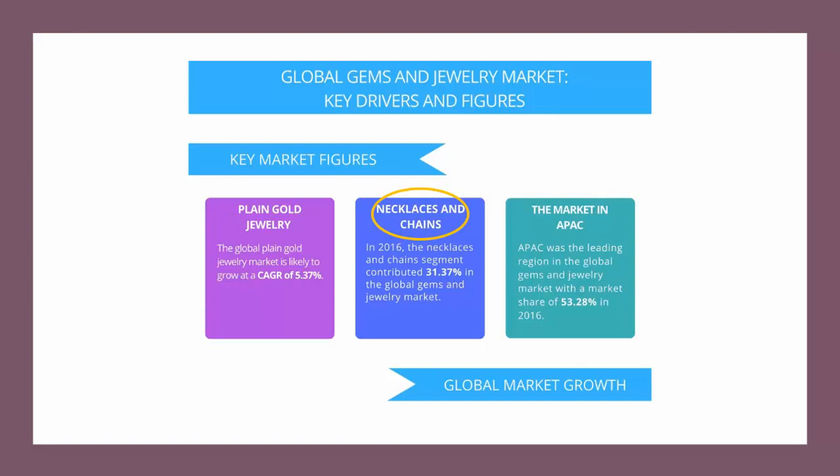And then finally on the right here, you can see this is the market in APAC. APAC is an acronym for the Asia Pacific region. Asia Pacific region was the leading region in the global gems and jewellery market, with a market share of a whopping 53.28% of the overall global jewellery and gems market. That is very, very significant indeed.